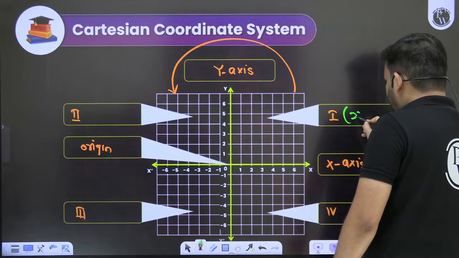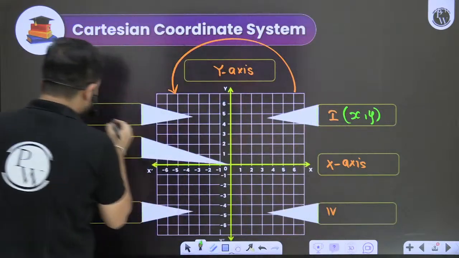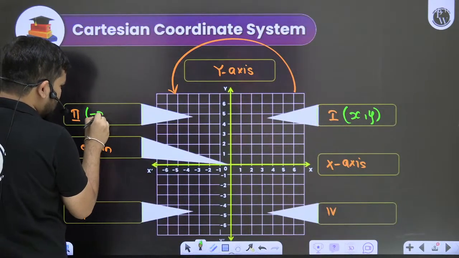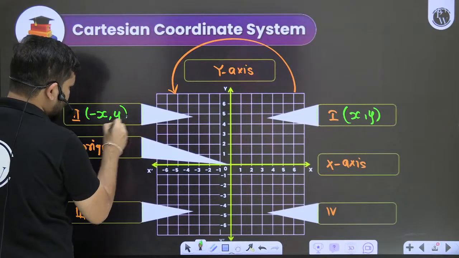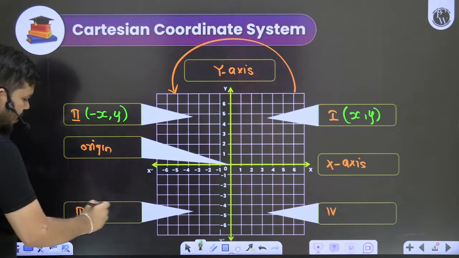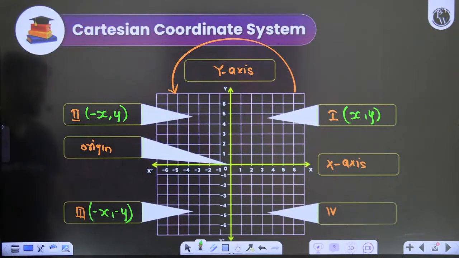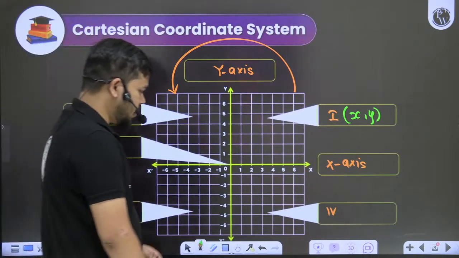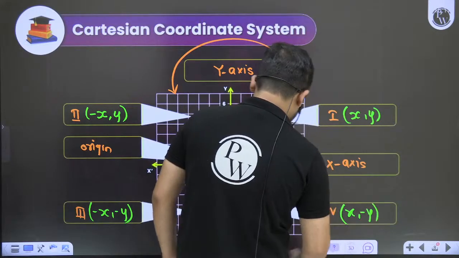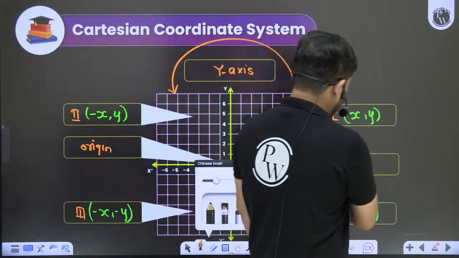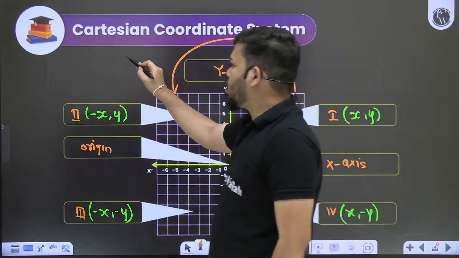Now try to understand here in quadrant number 1, look at the values of x and y. Both are positive. Here, in the second quadrant, you should write the value of x as minus x, and then positive y. And then here both values are negative, so minus x and minus y will be there. This is the exact representation of that particular point. Here it will be positive x and minus y. Understood? This is my point number 2 in the coordinate geometry.